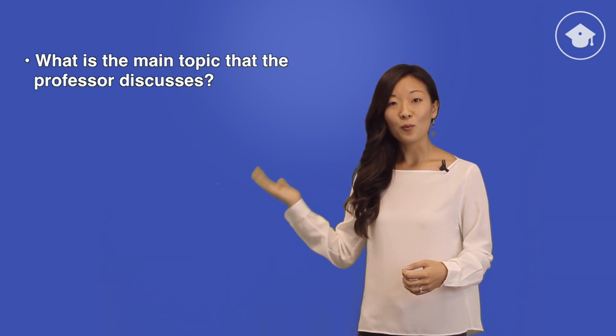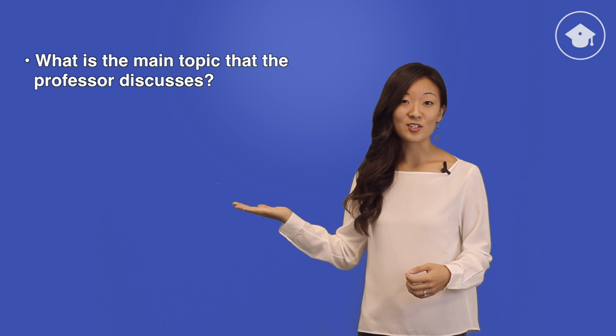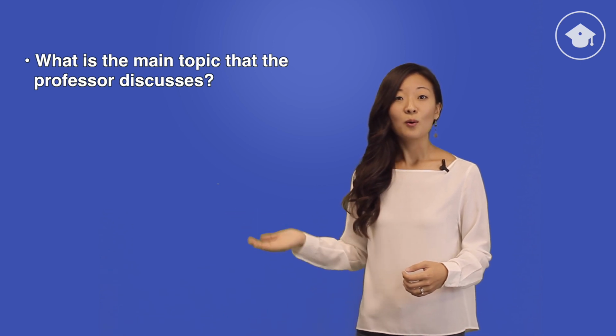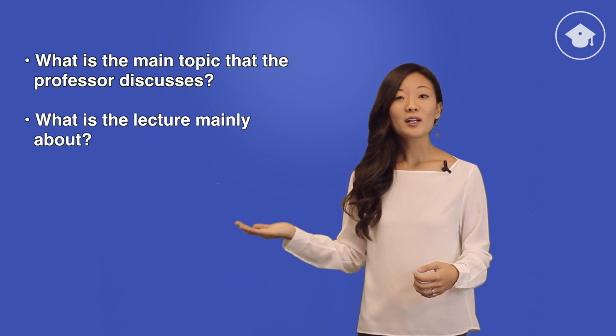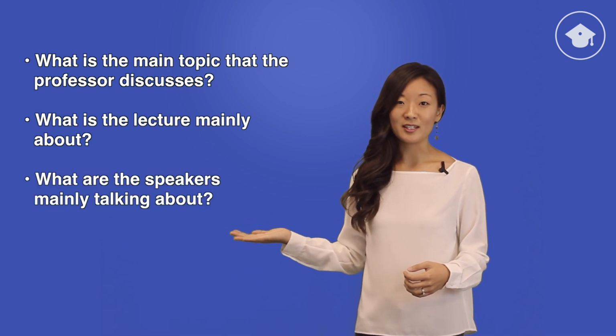A main topic question asks for the main topic. Often, these questions are easy to recognize because they use the words main or mainly. For example, what is the main topic that the professor discusses? What is the lecture mainly about? What are the speakers mainly talking about?